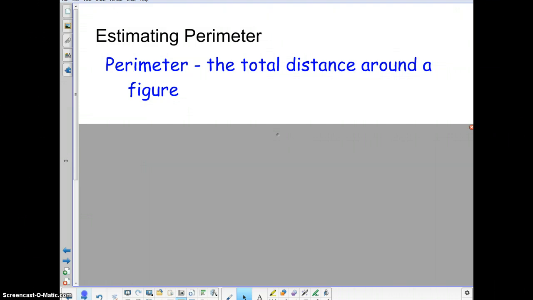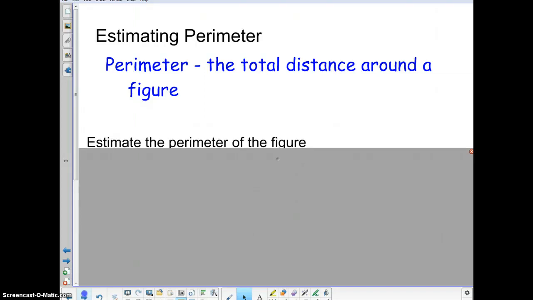It doesn't necessarily have to be a shape. It doesn't have to be a polygon. It's just a figure. Total distance around a figure. And this is a linear distance. Distance around a figure. Okay?